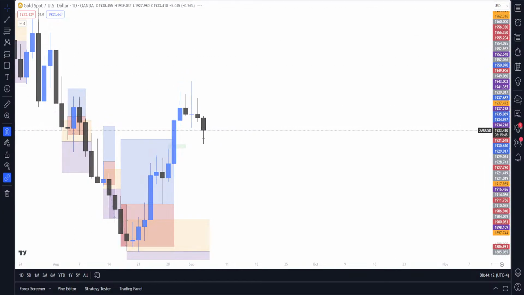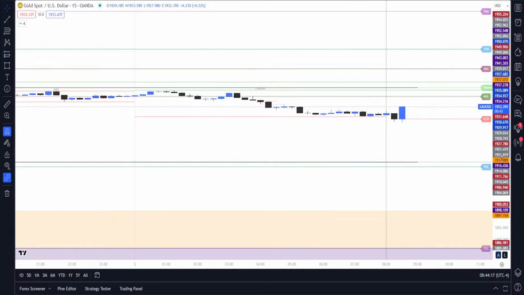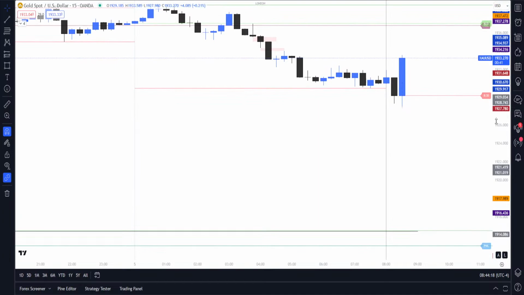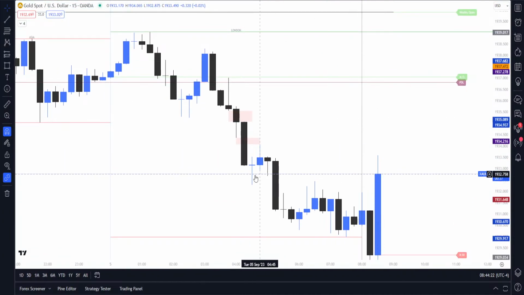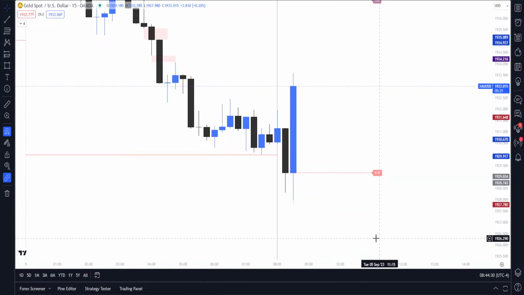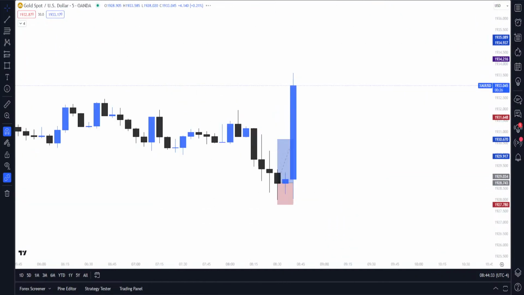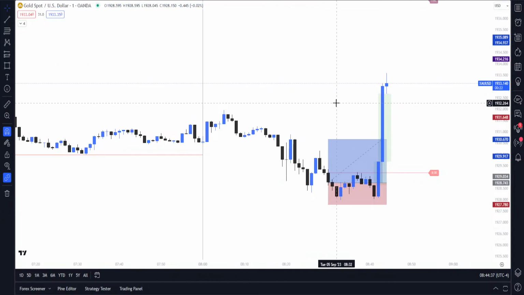So this could be, like I said, just to grab some liquidity, maybe travel to some sort of imbalance, or support and resistance, supply demand, whatever, this area here, or maybe this imbalance, this area. But ultimately I still think it's going to go down, right? Anyway, that was a quick good trade.